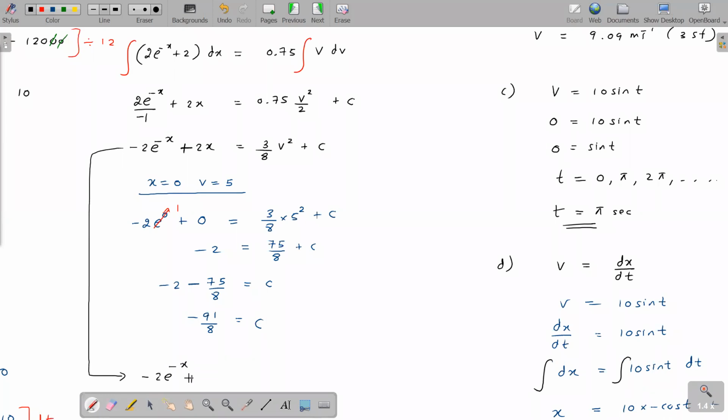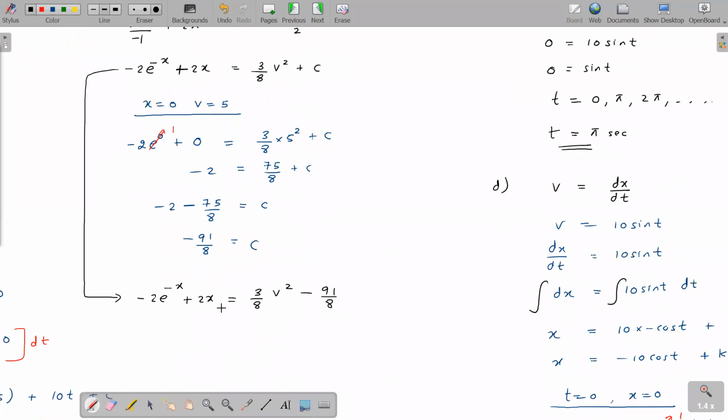Minus 2e minus 6 plus 2x equals 3 over 8 v square. C is minus 91 over 8. Okay, so make v square the subject properly. So I get here minus 2e minus 6 plus 2x plus 91 over 8 equals 3 over 8 v square.